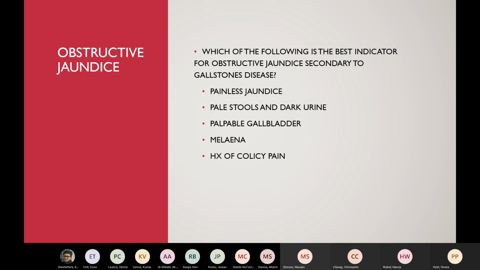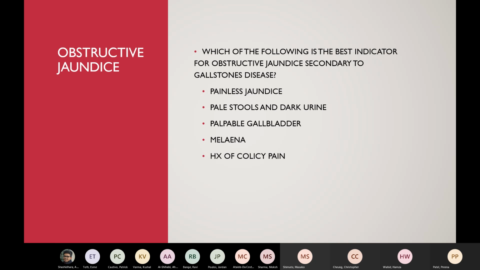A palpable gallbladder is actually the complete opposite of what you'd get. If you get a palpable gallbladder, it's something called Courvoisier's law. That means it's not likely to be gallstones. The reason is that if you have really long-standing disease in the gallbladder, like stones, there's more and more inflammation, and the wall becomes not distensible, so you can't palpate it.